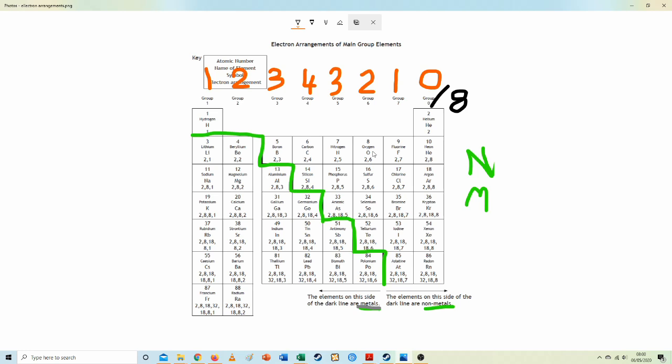So what we're going to do first of all is we're going to recap this outer electron arrangement, and I'm going to show you that on a little bit of paper, and then we'll move on to what happens when we bond these together. Right, let's move on.